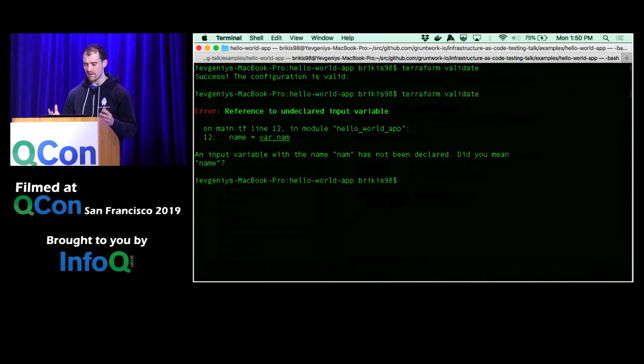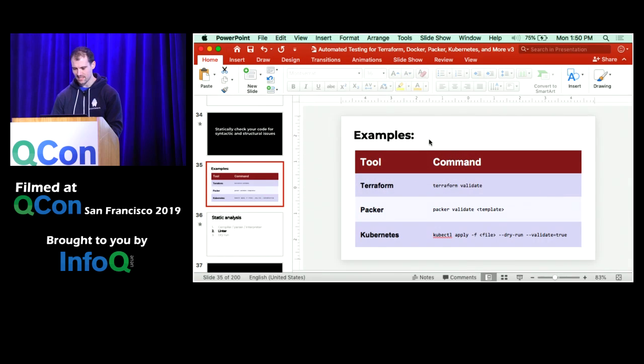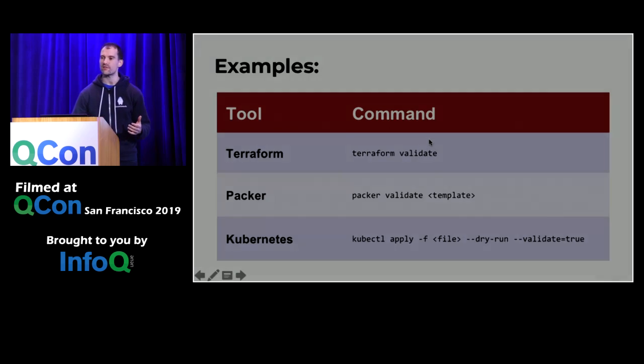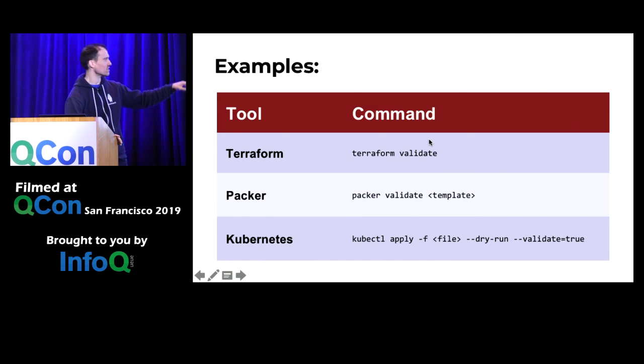All right, so that is a very, very basic level of testing that you can do for your code. Scan it, tell me if the variables that I'm referencing are actually defined, tell me if the syntax is valid, did I miss a curly brace? There's similar commands for Packer, and in the Kubernetes world, kubectl has a dry run and a validate flag that you can add that'll do something pretty similar.